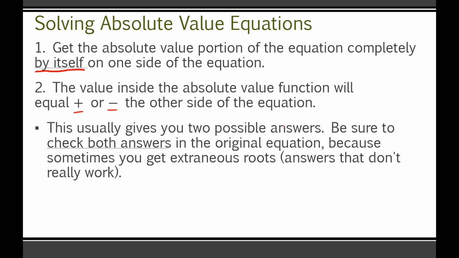So this usually gives you 2 possible answers, but here's something that everybody always hates. With absolute value equations, you have to check both answers in the original equation. This is because sometimes you actually get what we call extraneous roots, which are answers that don't really work. I think it was back in the radical unit, the square root unit that we had, that we also found questions like that where you have to check your answers.